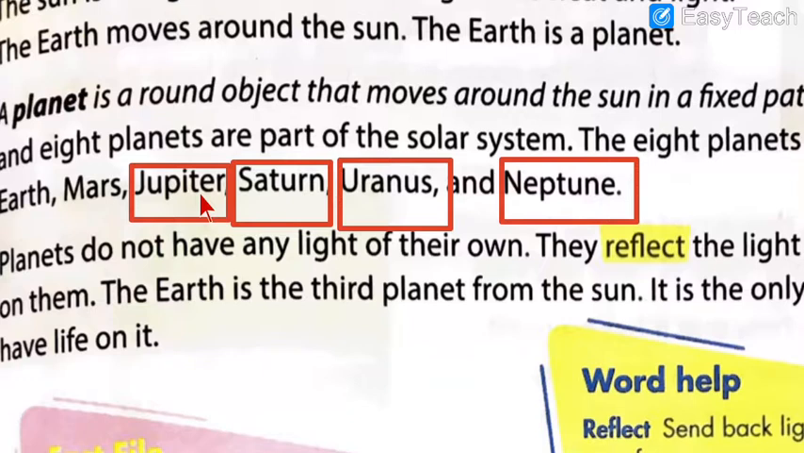J-U-P-I-T-E-R, Jupiter. Then the next is Saturn, which is S-A-T-U-R-N, Saturn. Then the next is Uranus, U-R-A-N-U-S, Uranus. Then the next one is Neptune, N-E-P-T-U-N-E.